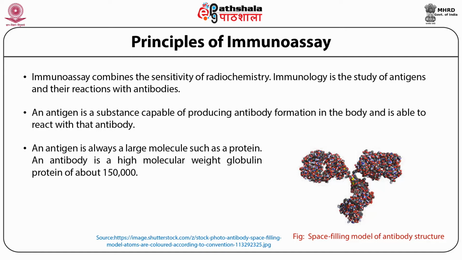An antibody is a protein endowed with a capacity to recognize, by stereo-specific association, a substance foreign to the organism it has invaded, for example bacteria and viruses. An antibody is a high molecular weight globulin protein of about 150,000. When the protein exhibits antibody activity, it is referred to as an immunoglobulin. There are five major immunoglobulins in human blood, that is IgA, IgD, IgE, IgG and IgM. But IgG is the most abundant.